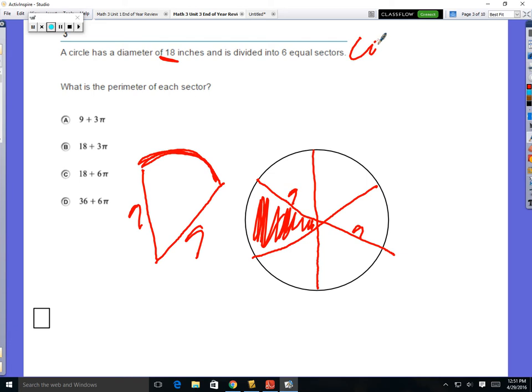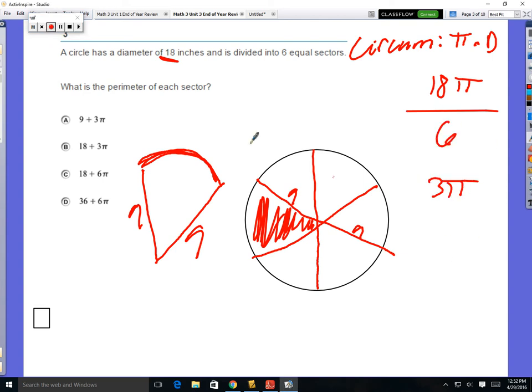So we're going to use circumference. Circumference equals pi times the diameter. Circumference is all the way around the circle, so it's 18 pi. Since there are 6 slices, I'm going to divide the whole thing by 6, and each slice is equal to 3 pi. So that arc is 3 pi. The perimeter is all the way around the exterior, so it's going to be 9 plus 9 plus 3 pi, which is 18 plus 3 pi.